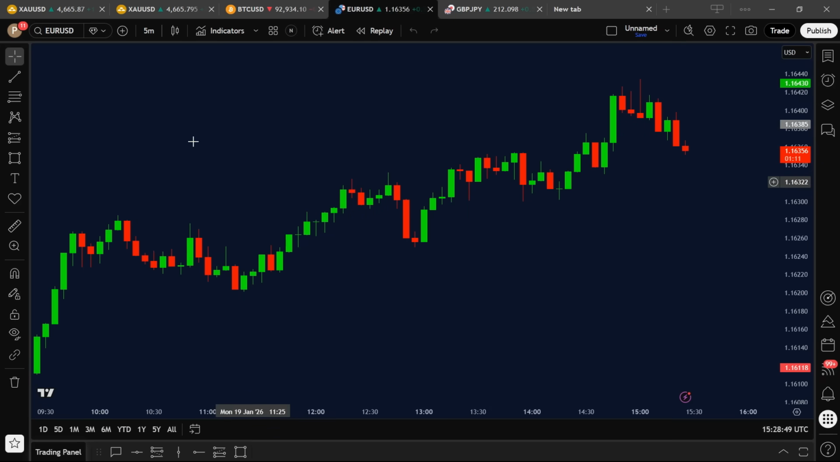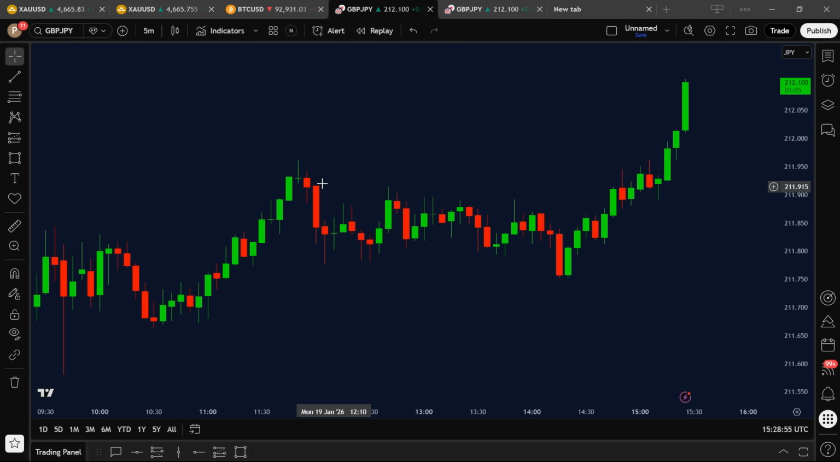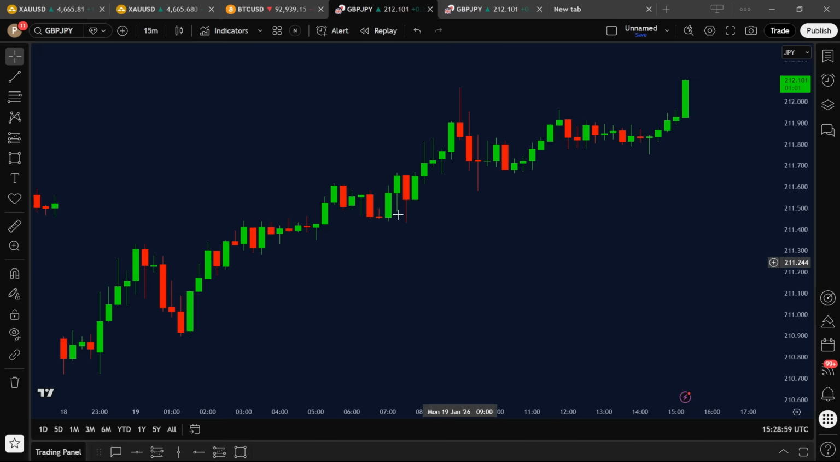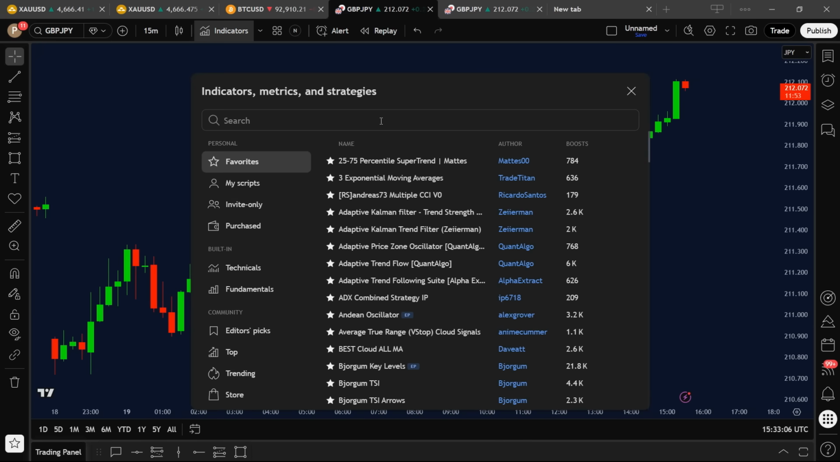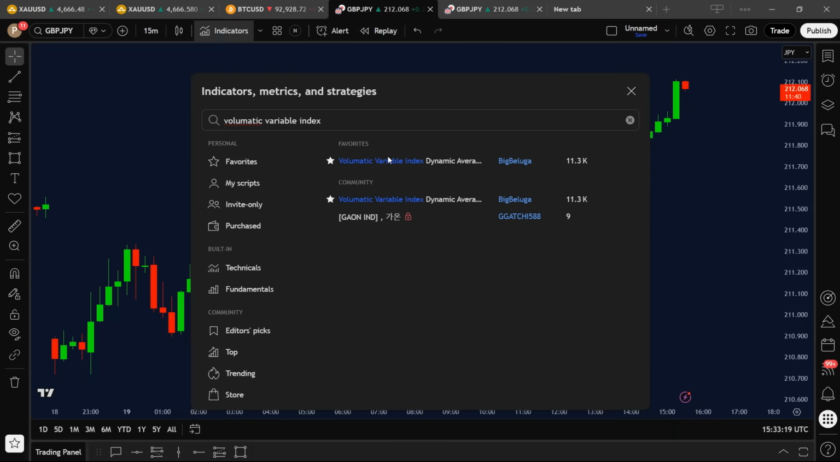Open your TradingView chart. For this demonstration, I am using the 15-minute time frame on GBPJPY, but this works exceptionally well on crypto and gold too. Click on the Indicators tab and type this into the search bar, Volumetric Variable Index. You are looking for the script created by Big Beluga. Make sure it is that specific one, as there are copycats out there. Click to add it to your chart.